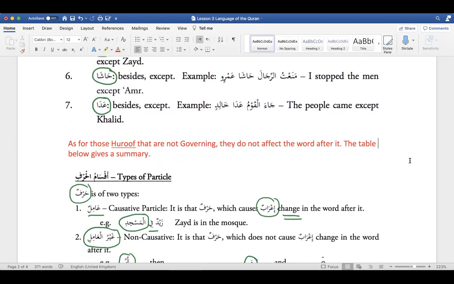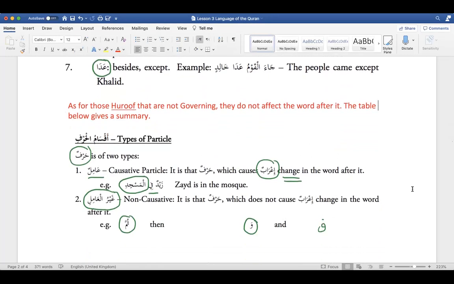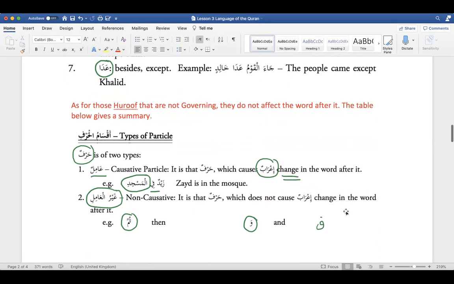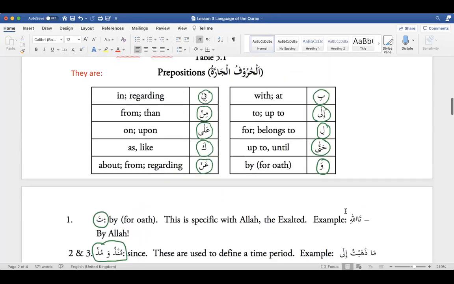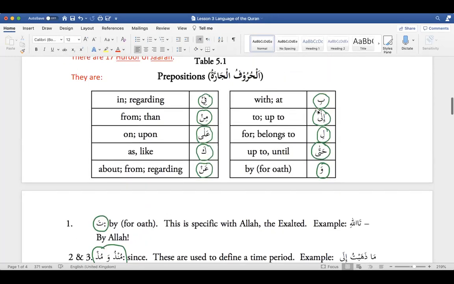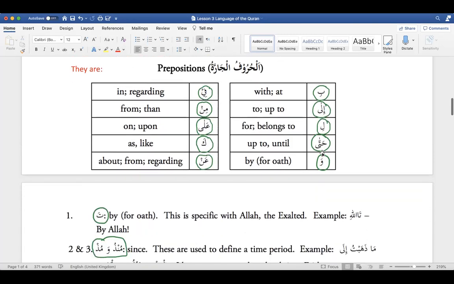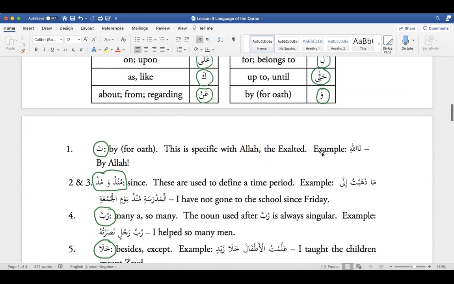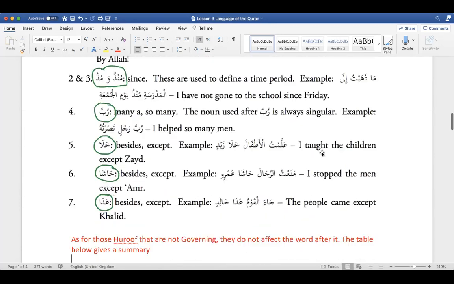So now let's have a look here, as for those huruf that are not governing. Hello, Ustad. Yes, please. Can you write the printed Arabic a little bit bolder and bigger next time, so it's clearer? Okay, inshallah, no problem. It's very hard to understand. Jazakallah khair. I will make sure they are bigger next time, and I'm sending these in.